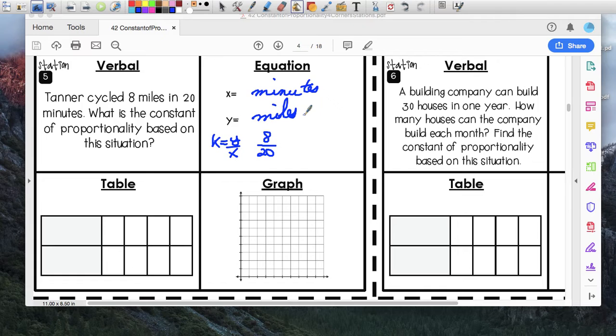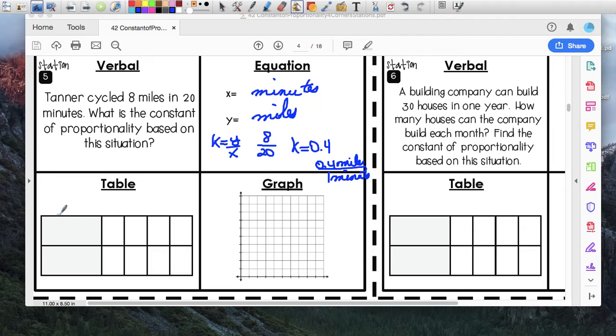And if you divide that, you're going to get a decimal. 8 divided by 20, you're going to get 0.4. So k equals 0.4. And if we change that to a unit rate, what does that mean? He did 0.4 miles in how many minutes? In 1 minute. And that's your unit rate.